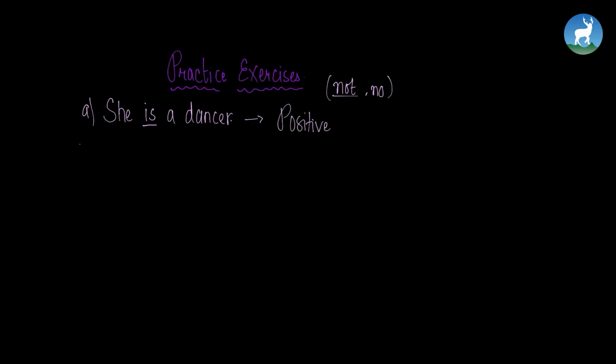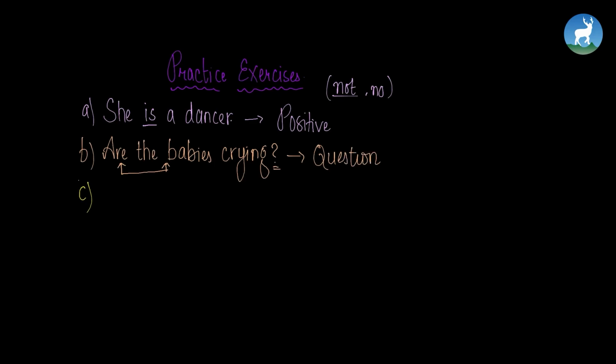Let's go to another sentence. Are the babies crying? Since the position of the auxiliary verb and the subject is inverted, see here, and there's a question mark, it's a question sentence. Likewise, let's go to number C. Is Kazi a farmer? In this sentence as well, we can see there is an inversion made with the subject and the verb to be, right? The subject is Kazi and is comes before Kazi here, and there's a question mark. So this is a question sentence again.